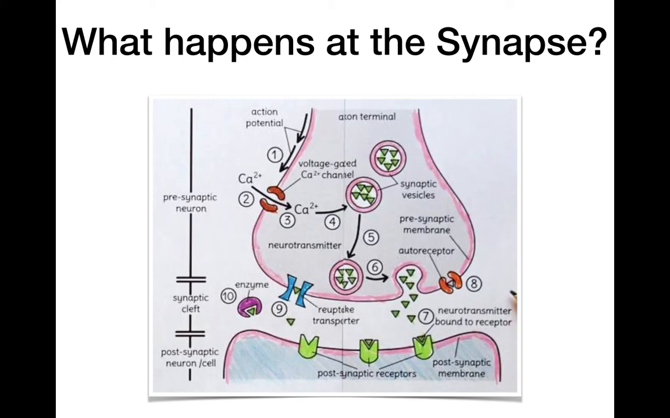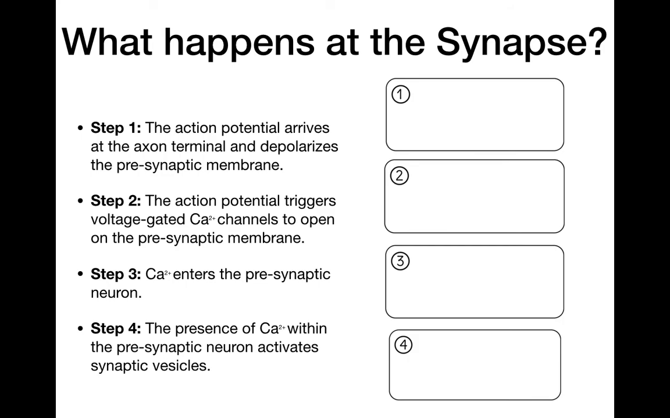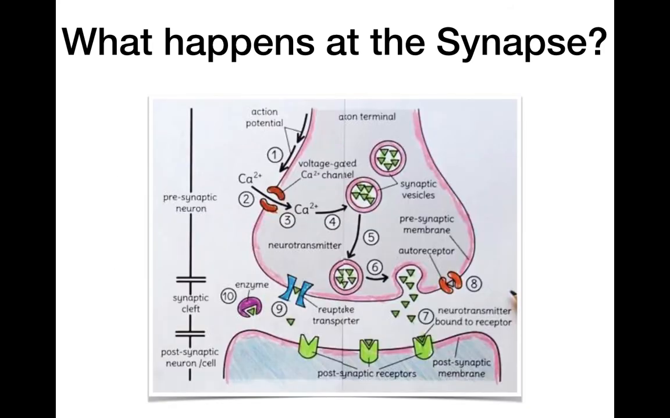Again, this is the second half of your big foldable, so make sure you use it to help you keep track of everything. We're going to walk through the steps. The first thing that happens is the action potential arrives at the terminal button, and that change is going to cause the voltage-gated calcium channels to open, causing calcium to enter the cell. When calcium enters, it's going to cause these vesicles that are full of neurotransmitters to move towards the membrane, the edge of the terminal button. They will then fuse with the membrane and release the neurotransmitter.